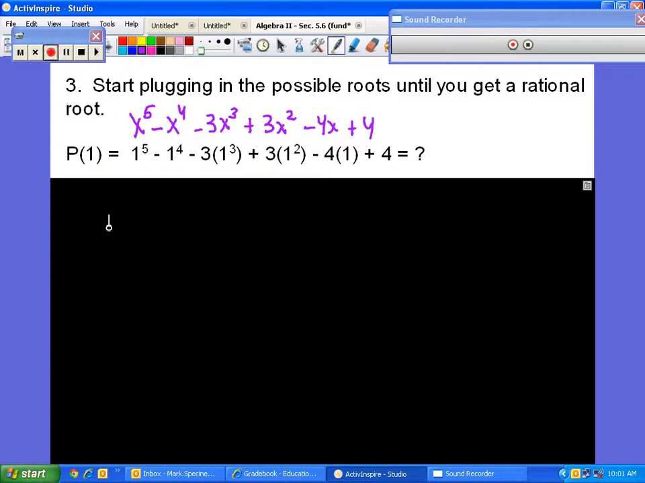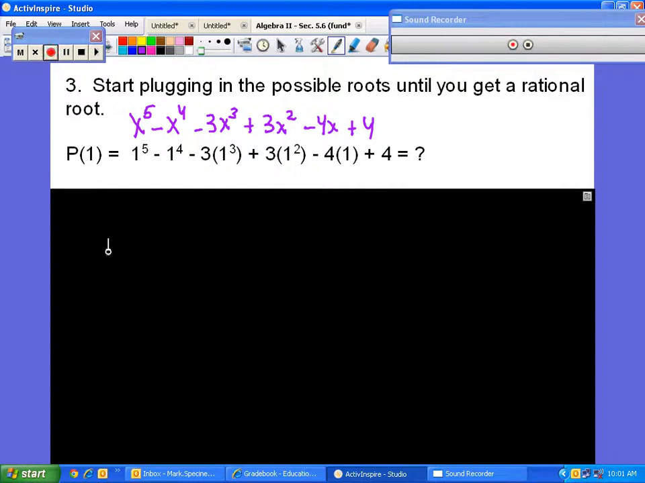So let's figure out what my total is. So what is 1 to the 5th power? 1 to the 5th power is 1. Bring down my sign. What is 1 to the 4th power? 1. Bring down my sign. What is 1 to the 3rd power? And 1 times 3 is? 3. Bring down my sign. 1 to the 2nd power? 1 times 3? 3. 4 times 1? 4, and then plus 4. So what do I get when I add up those 6 numbers?